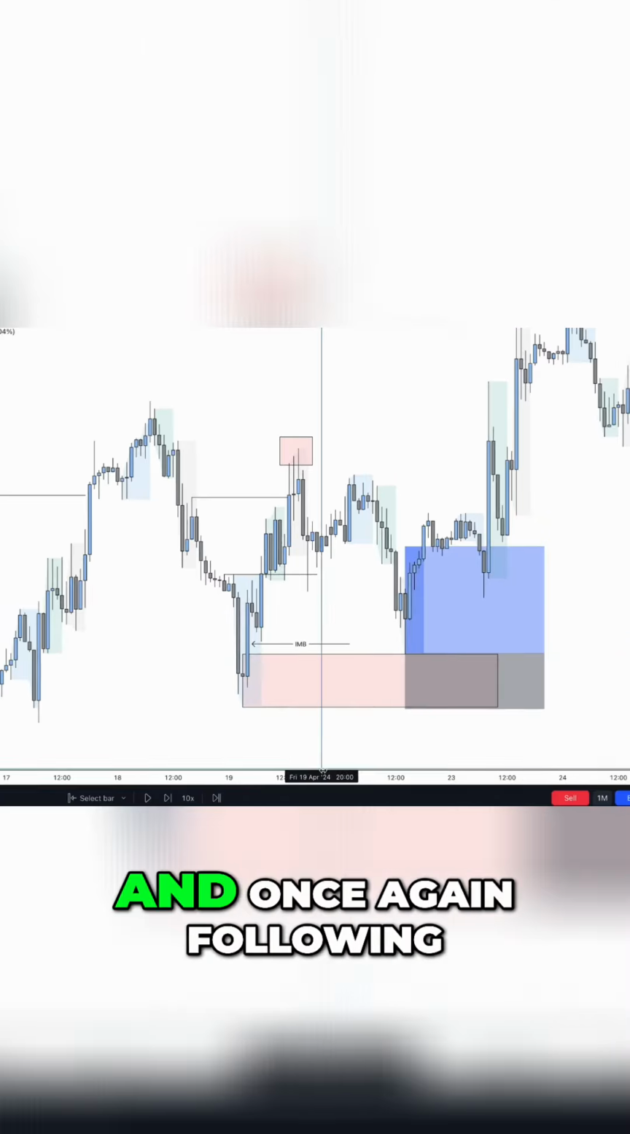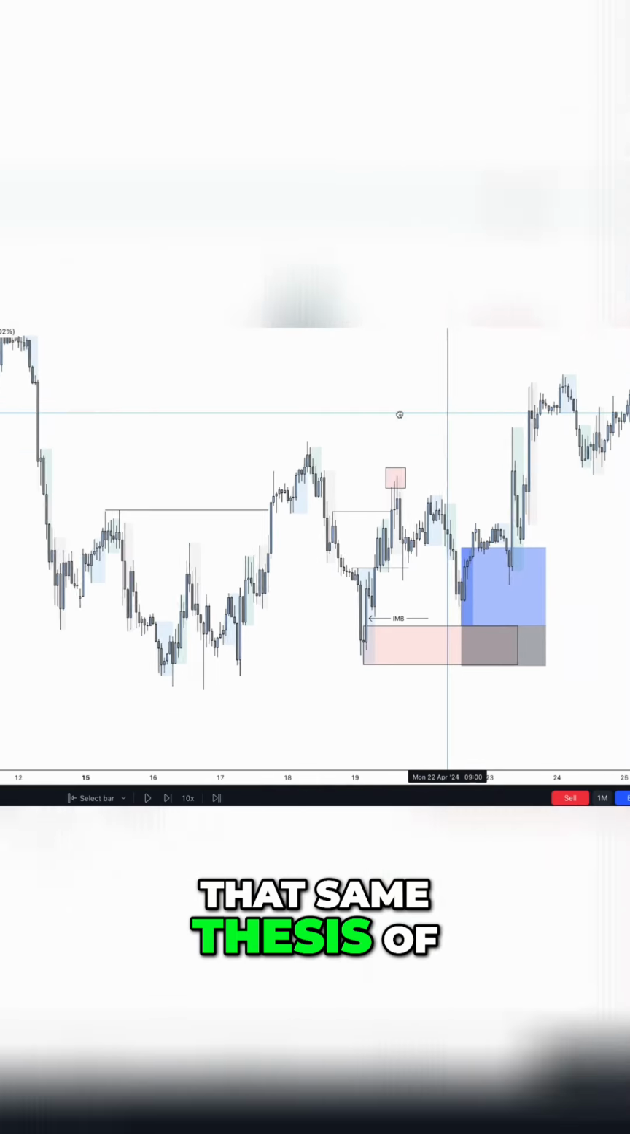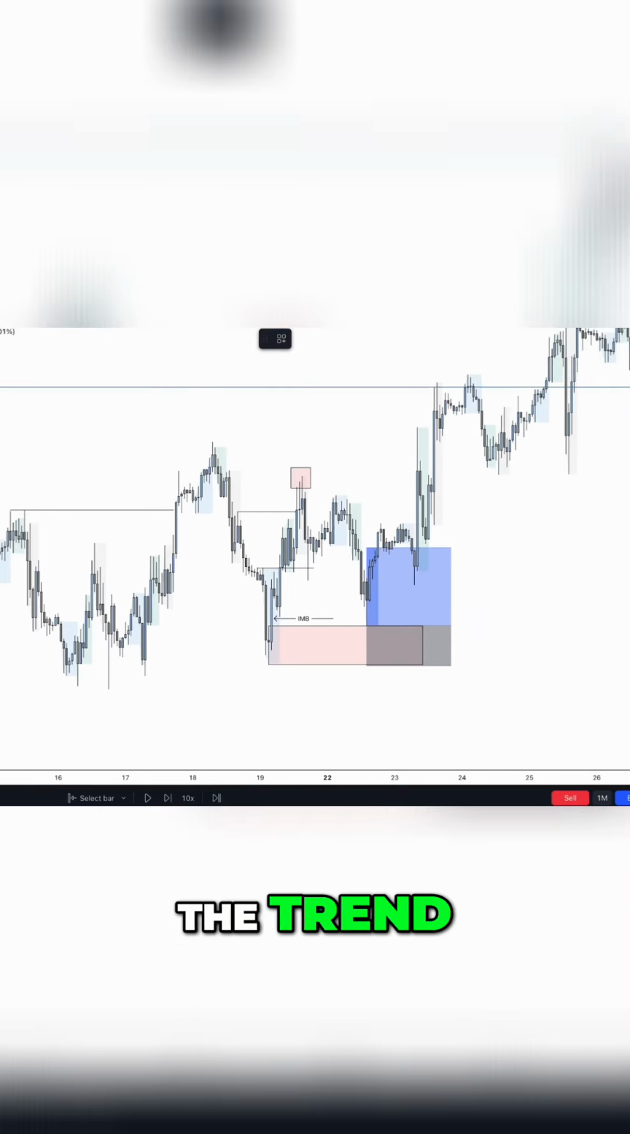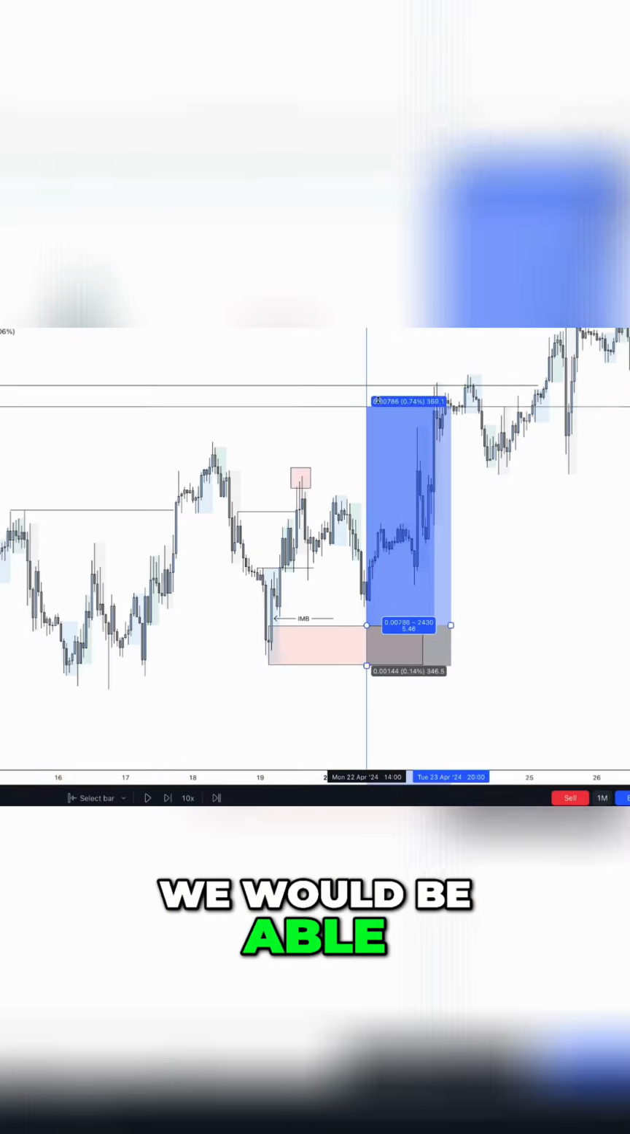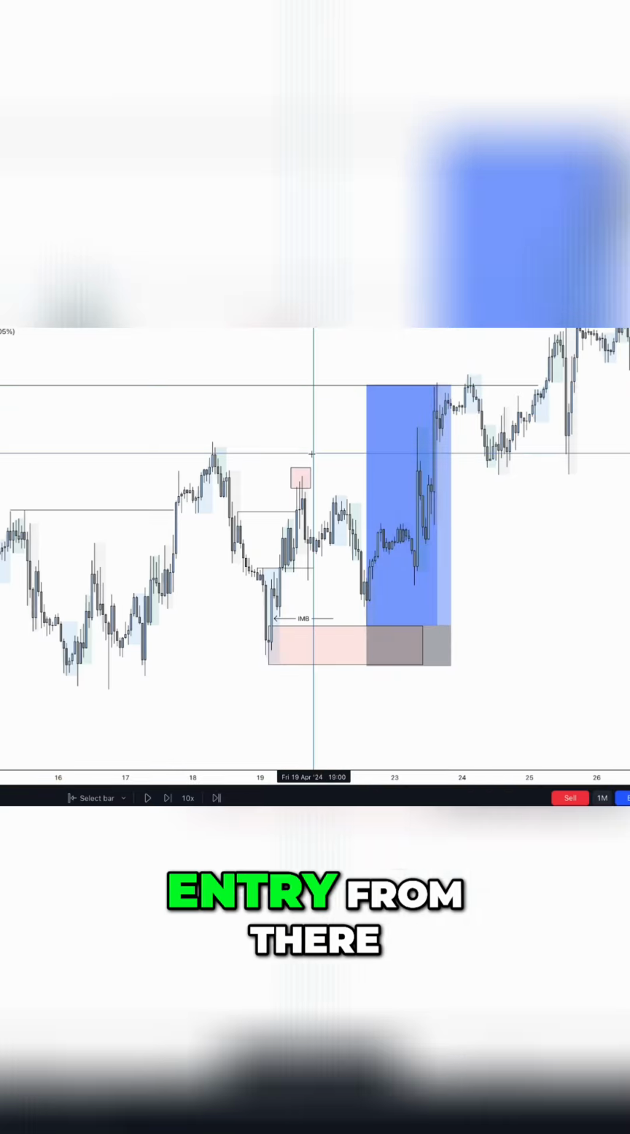So if we were to place our buy limit on this demand zone with a stop loss just below the low, and once again following that same thesis of targeting previous highs in the trend, such as this open imbalance supply zone, we would be able to get a confirmed entry from there.